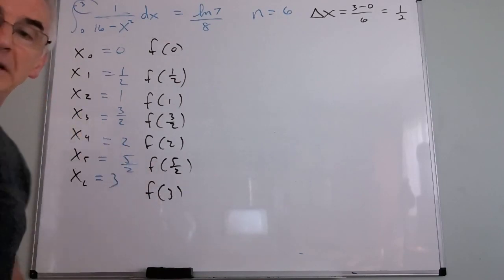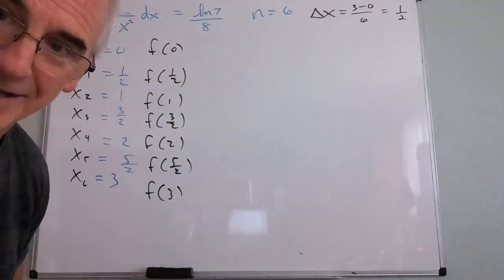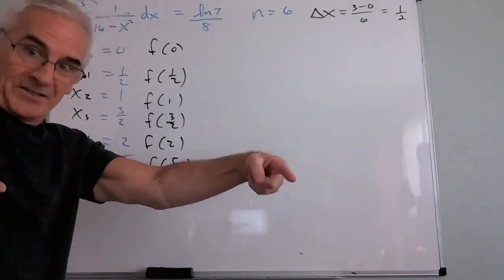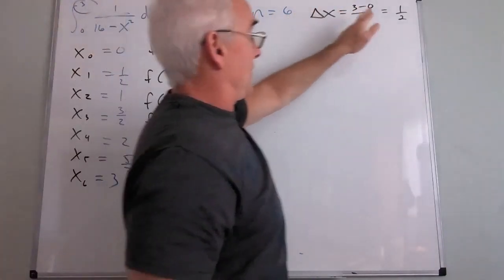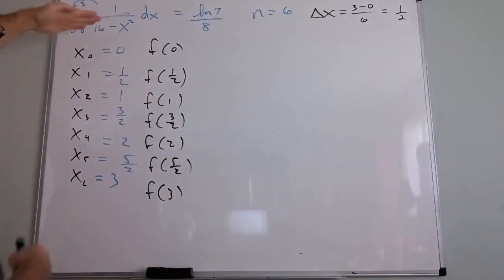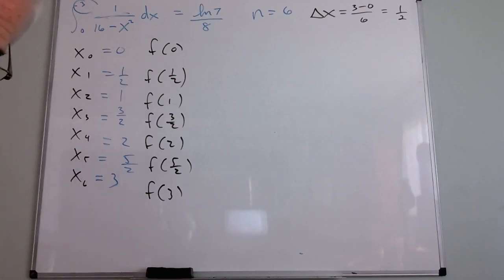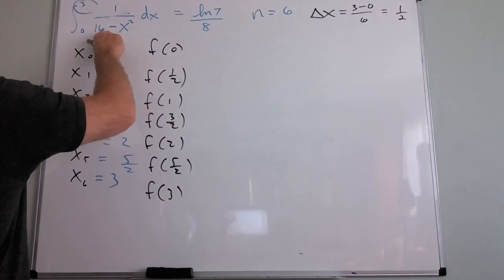Now, this is the meat of the problem. We haven't really done anything yet, have we? We figured out what our delta x was, and then we just wrote all our x's, x0 to x6. If delta x was a different number, then these would be different numbers, but the first and last wouldn't have changed, just how I got there. The amount I added would have been different. So what am I doing with each of these? I'm inserting them into the integrand.